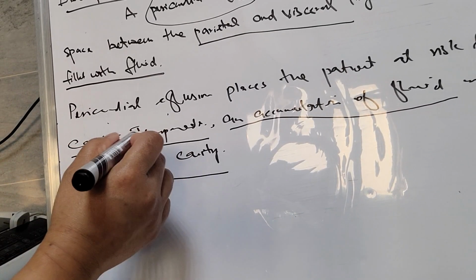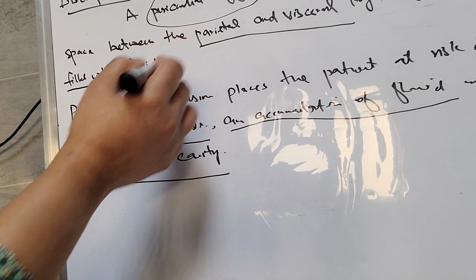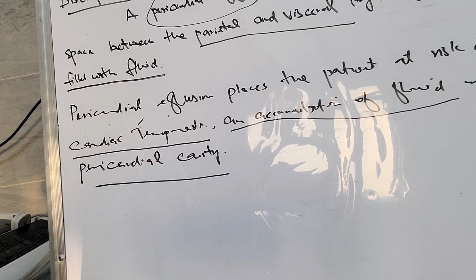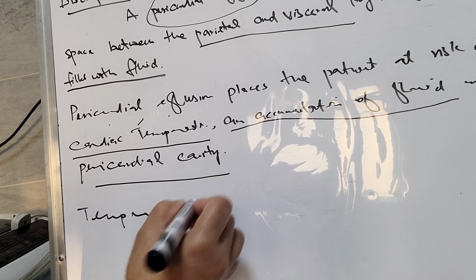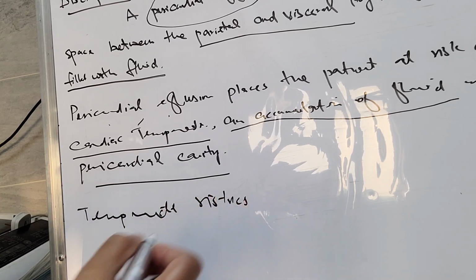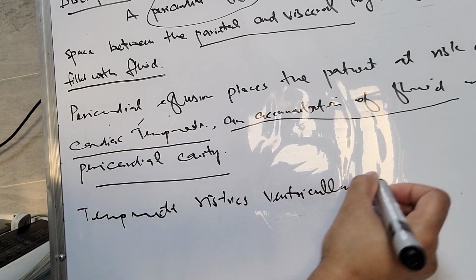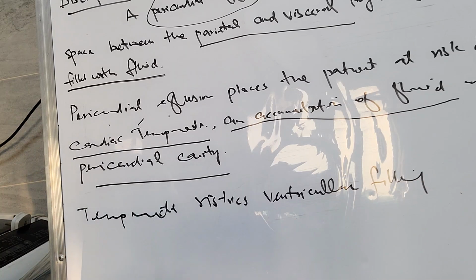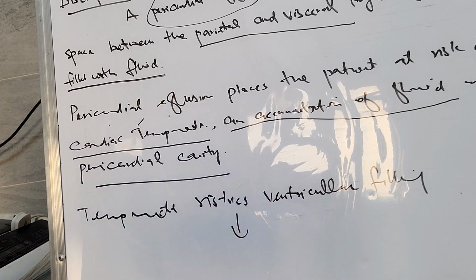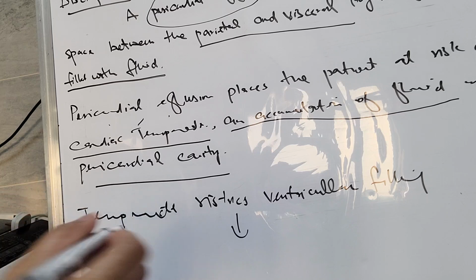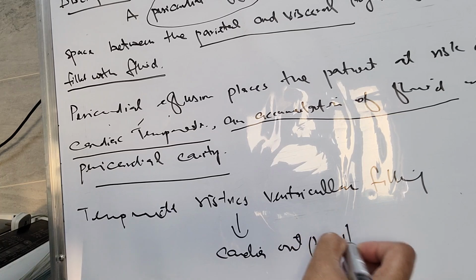Now what will this tamponade do? Pericardial effusion becomes the cause of cardiac tamponade. Now what will cardiac tamponade do? The tamponade restricts ventricular filling. So what will happen? If the ventricle will not fill with the oxygenated blood, what will happen? Cardiac output will drop.